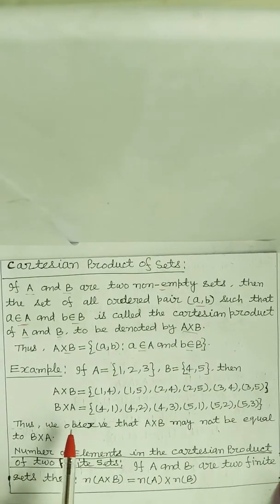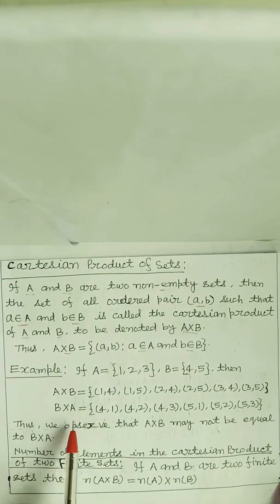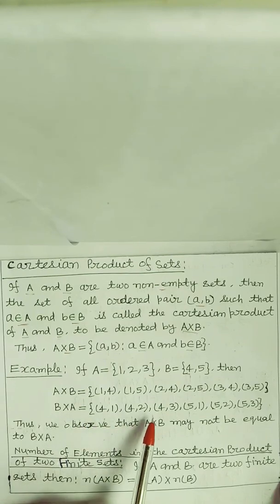Dear students, here we observe that A cross B may not be equal to B cross A. Here A cross B is not equal to B cross A.